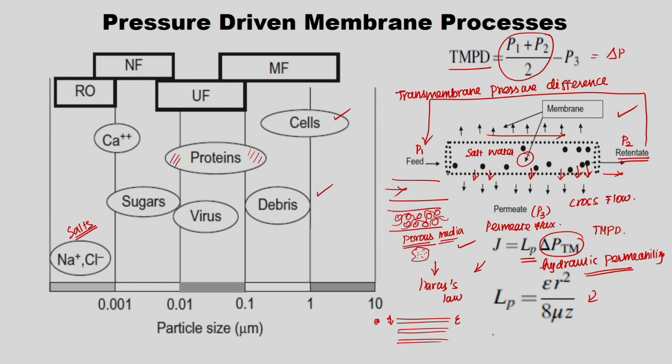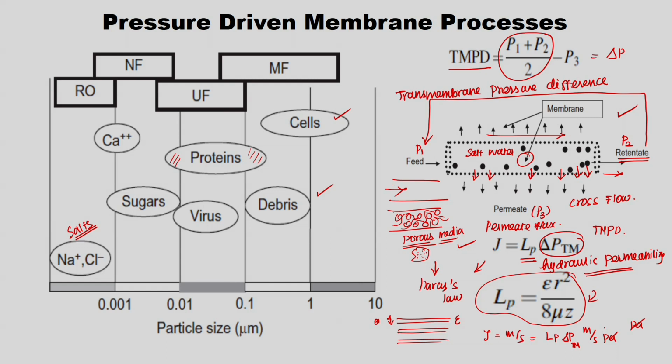J has the unit of meter per second, and LP has the unit of meter per second Pascal. Your del Pm has the unit of 1 Pascal. So the units on both sides are conserved. The permeate flux is in meter per second. The hydraulic permeability LP depends upon many factors that we will see, but also remember this is a model, the Darcy law model we assumed, and there may be restrictions to using this model based on certain assumptions.